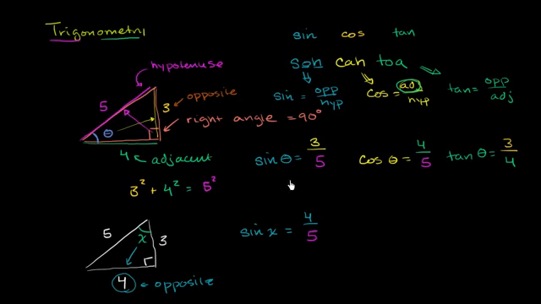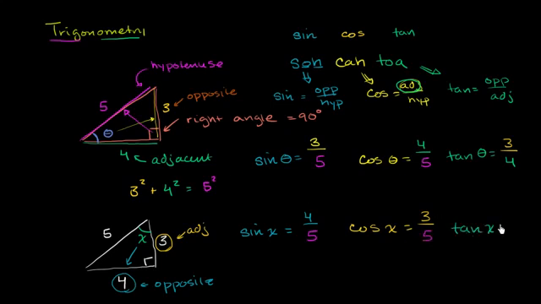Now let's do another one. What is the cosine of x? So cosine is adjacent over hypotenuse. What side is adjacent to x? That's not the hypotenuse. Well, the 3 side. It's one of the sides that forms the vertex that x is at, and it's not the hypotenuse, so this is the adjacent side. So it's equal to 3 over the hypotenuse. The hypotenuse is 5.